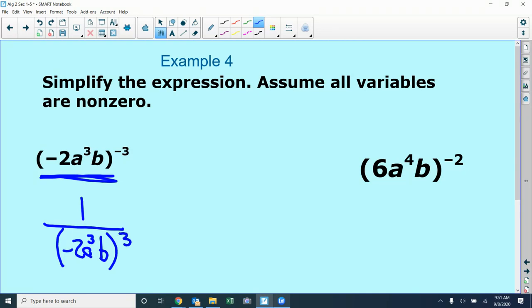I want you to notice a couple things here. Did the 2 still stay negative? Yes, it did. Did I change any of the exponents to the third? Did I change that? No. The only thing that changed was my -3. Now I'm still not done. I need to do this part.